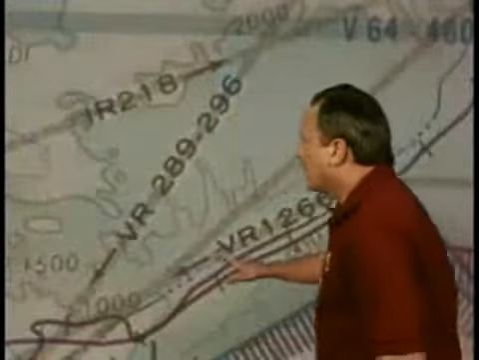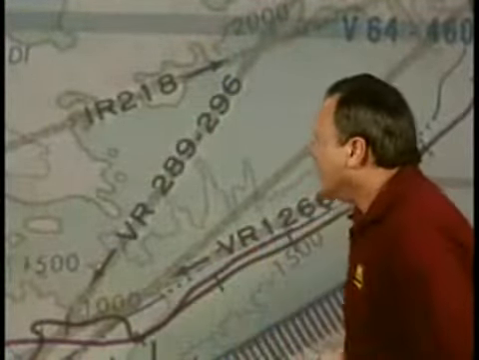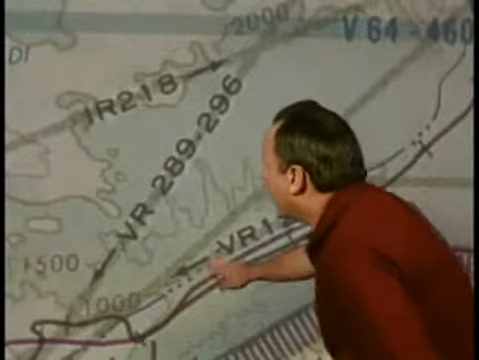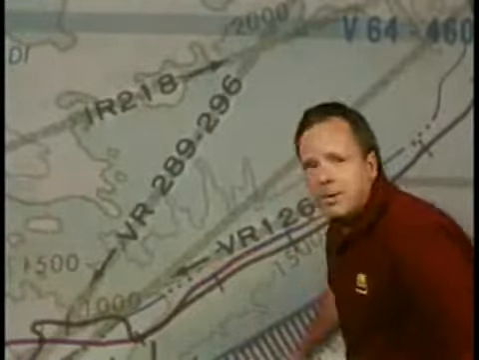Now, there is a numbering system on these military training routes, and that numbering system can be very helpful to you as a pilot. First of all, you can see letters VR, and if you see the letters VR, that means the flight is limited to visual conditions.